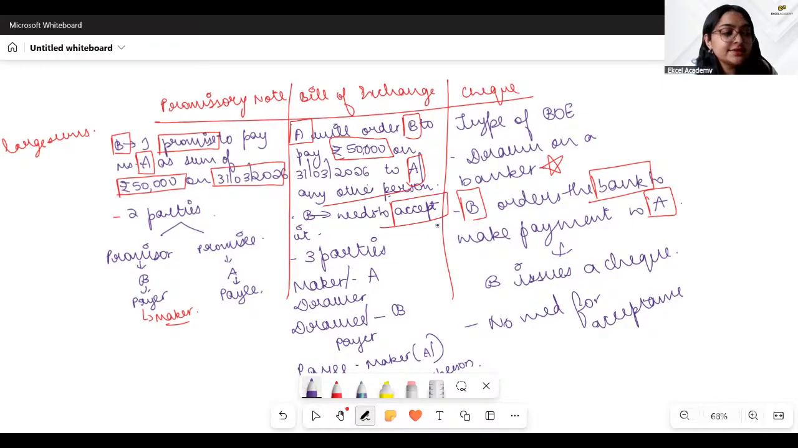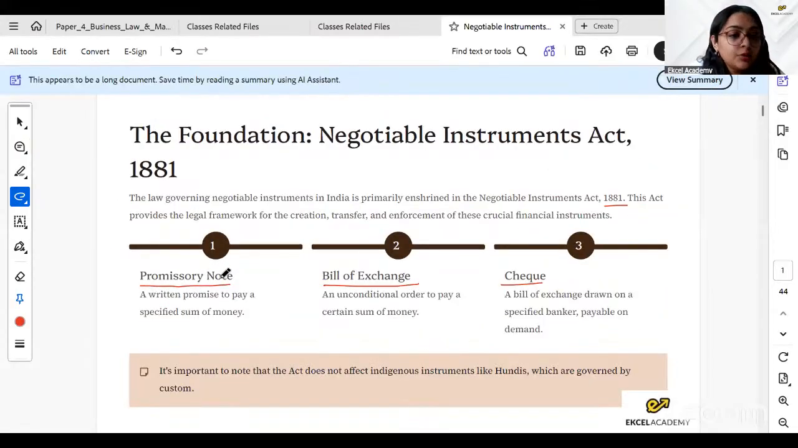So now let's start one by one. Let's begin with understanding the chapter. Assuming all of you have understood these three types: a promissory note is a written promise to pay a specified sum of money. Please make sure to focus on the word written. A bill of exchange is an unconditional order to pay a certain sum of money. The promise is written; a bill of exchange is an unconditional order. A check is a bill of exchange drawn upon a specified banker, payable on demand.